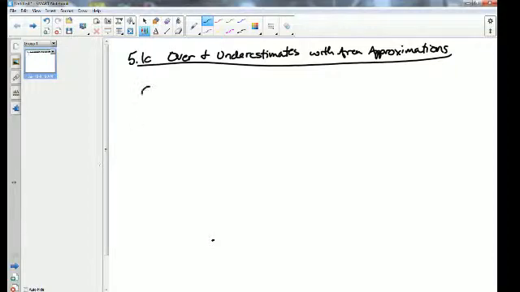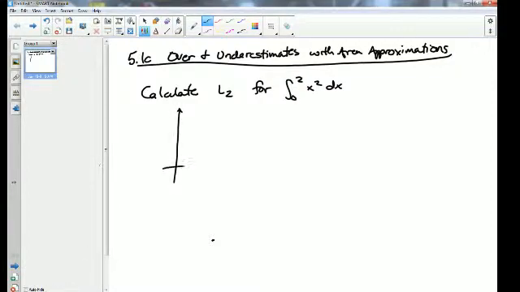Okay, let's say calculate the left Riemann sum with two subintervals. There's a basic question we can answer right now, right? Just give us a visual. It's a left sum, so we are going to have one rectangle actually, right?